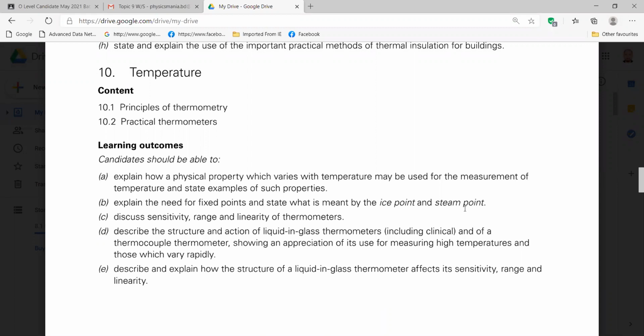Discuss the structure and reaction of liquid in glass thermometer, including clinical and a thermocouple thermometer, showing an appreciation of its use for measuring high temperature and those which vary rapidly. Describe and explain how the structure of a liquid in gas thermometer affects the sensitivity, range, and linearity.